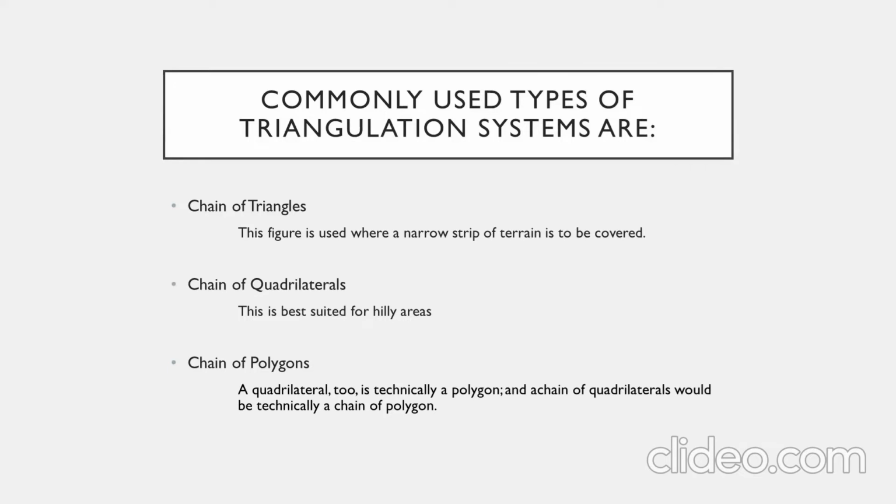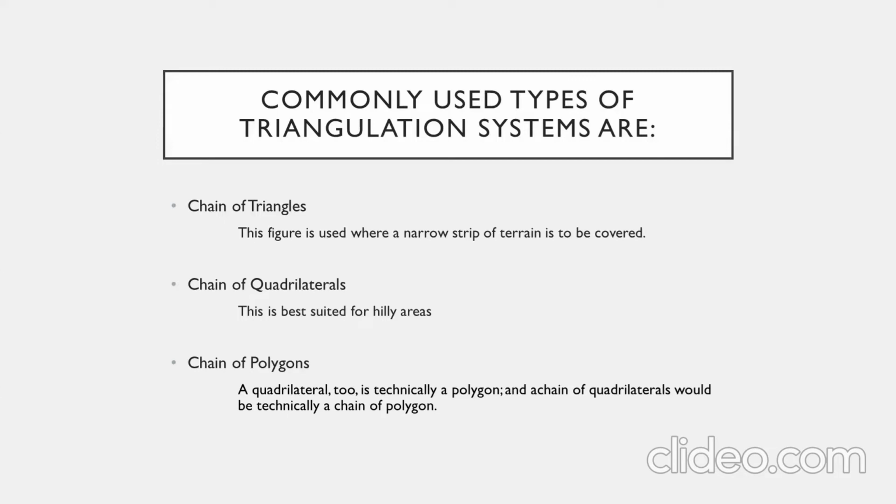So moving on to the chain of quadrilaterals. This affords an excellent system since the various combinations of sides and angles can be used to compute the lengths of required sides and checks can be made frequently. The best quadrilateral is a braced quadrilateral, a quadrilateral with both diagonals having no station at their intersection, usually employed. This is best suited for hilly areas.